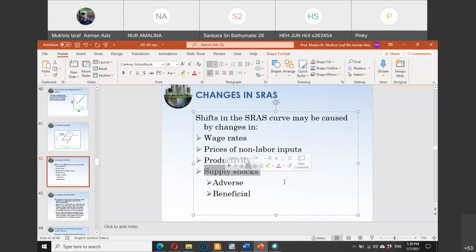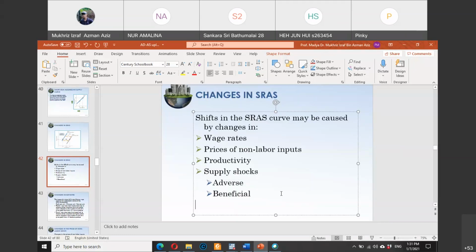Supply shocks means anything negative that is happening to the country. For example, now the COVID-19 pandemic is causing a lot of supply shocks because we cannot move around. Companies or people cannot move from one state to another state. Flight restrictions, you cannot travel overseas. So those restrictions will cause supply shocks. And it can be negative shocks or it can also be positive shocks.